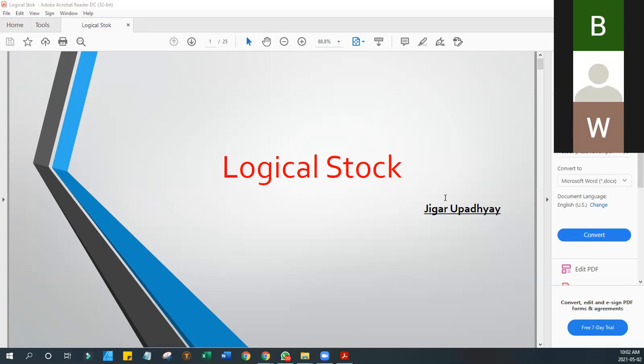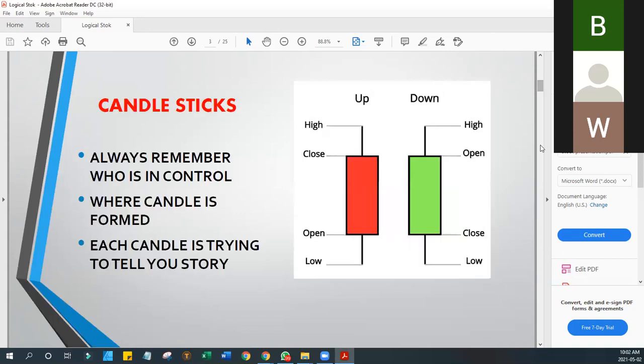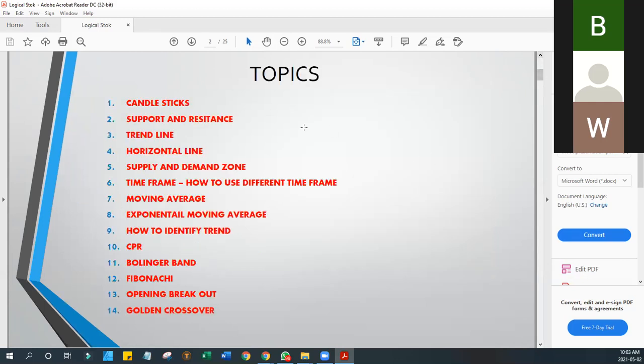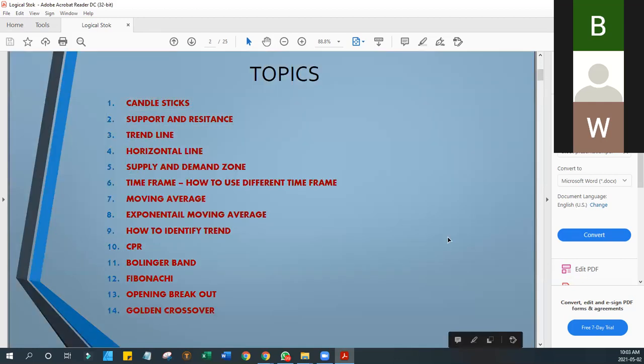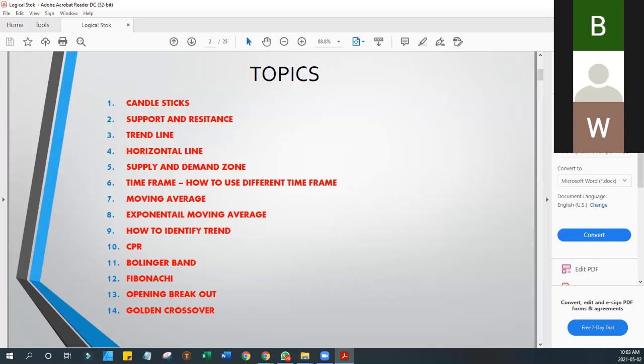So let's start. As we know, we're going to talk about different topics, and the first topic is the candlestick. Everybody knows what a candlestick is, right?